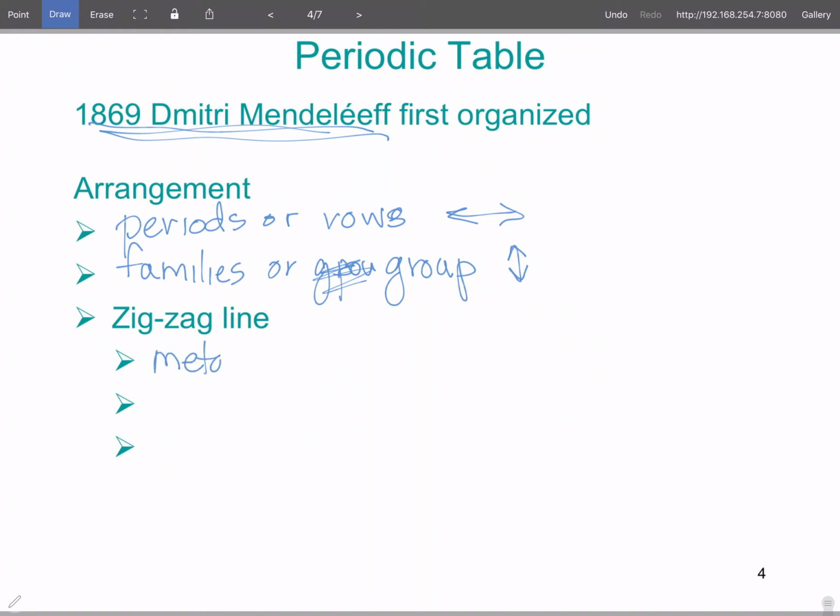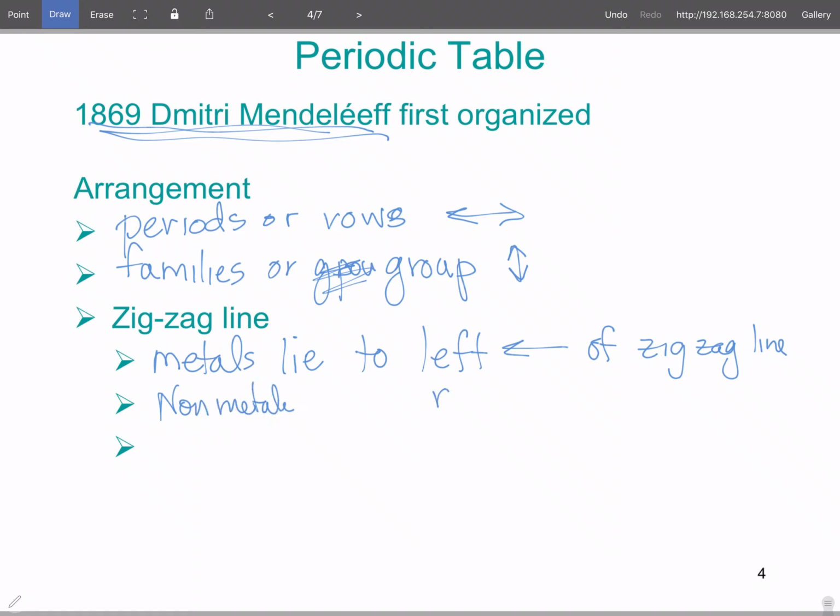metals, which are going to lie to the left of the zigzag line. Nonmetals lie to the right of the zigzag line. And metalloids, or semimetals, are on the zigzag line.